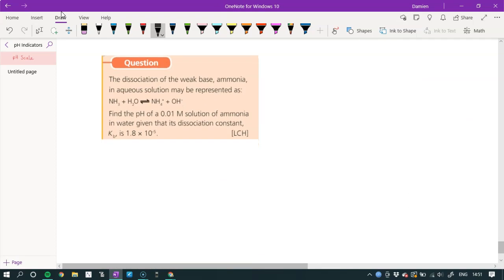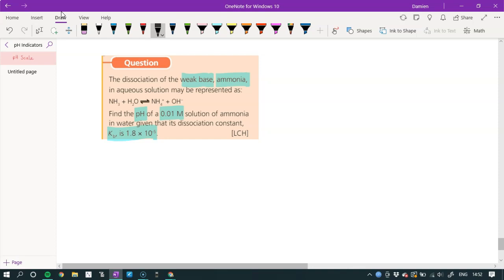So we've got the dissociation of the weak base ammonia. Now, it does tell you that you have a weak base. So again, that should be a hint. But also, ammonia is a weak base, even if it didn't tell you it was a weak base. It says find the pH. It gives us the concentration, and it gives us, instead of Ka, which would normally be Ka for acid, this is Kb for base. So let's work down through this.